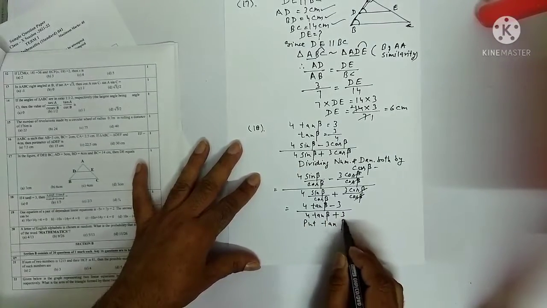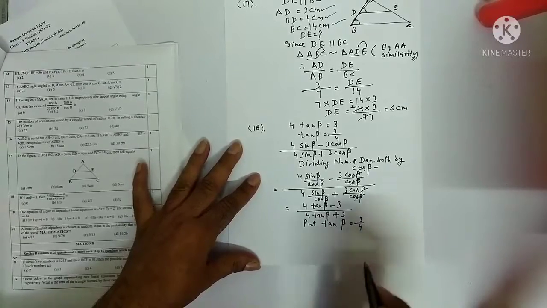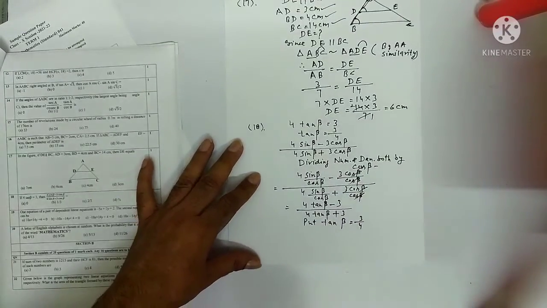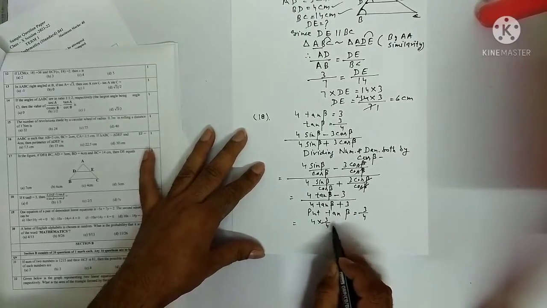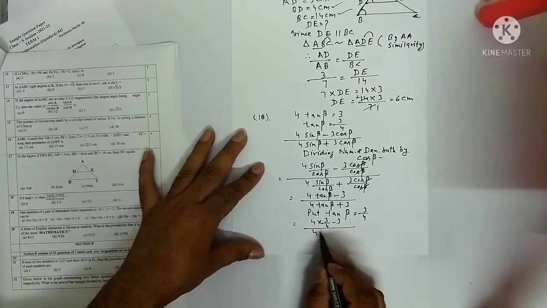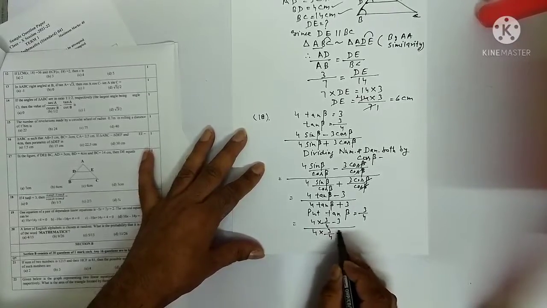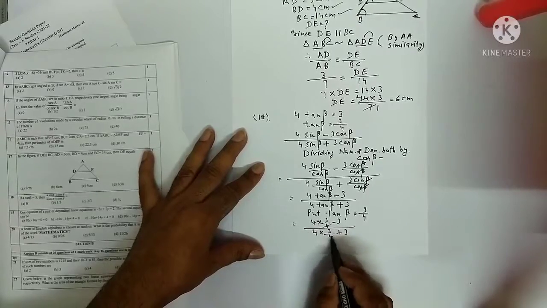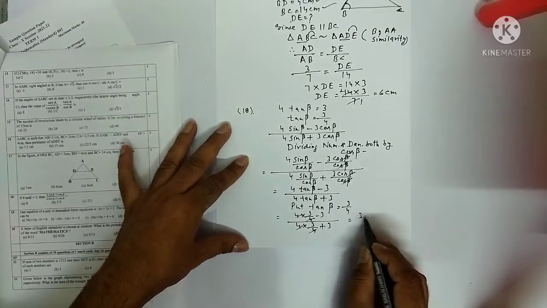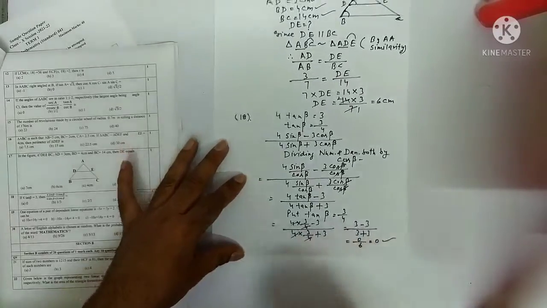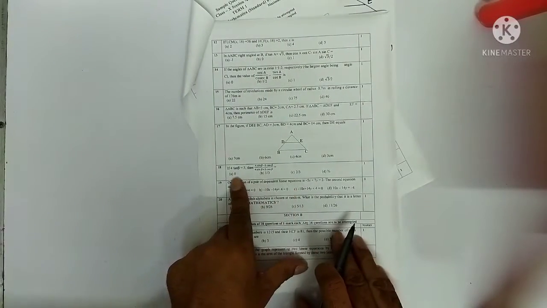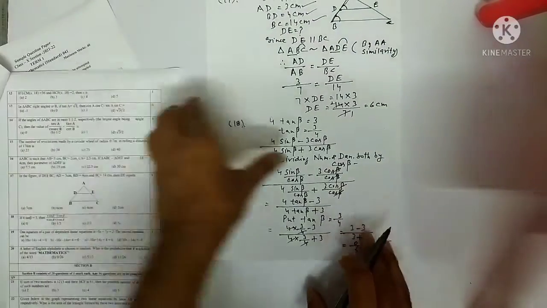Put tan beta. How much is tan beta? 3 over 4. So let's substitute the value. This is 4 multiplied by 3 over 4 minus 3 upon 4 multiplied by 3 over 4 plus 3. 4 is cut, 4 is cut. So it is 3 minus 3 upon 3 plus 3, means 0 upon 6. And what is 0 upon 6? That is equal to 0. You can check the options here. A option will satisfy this, that is 0.